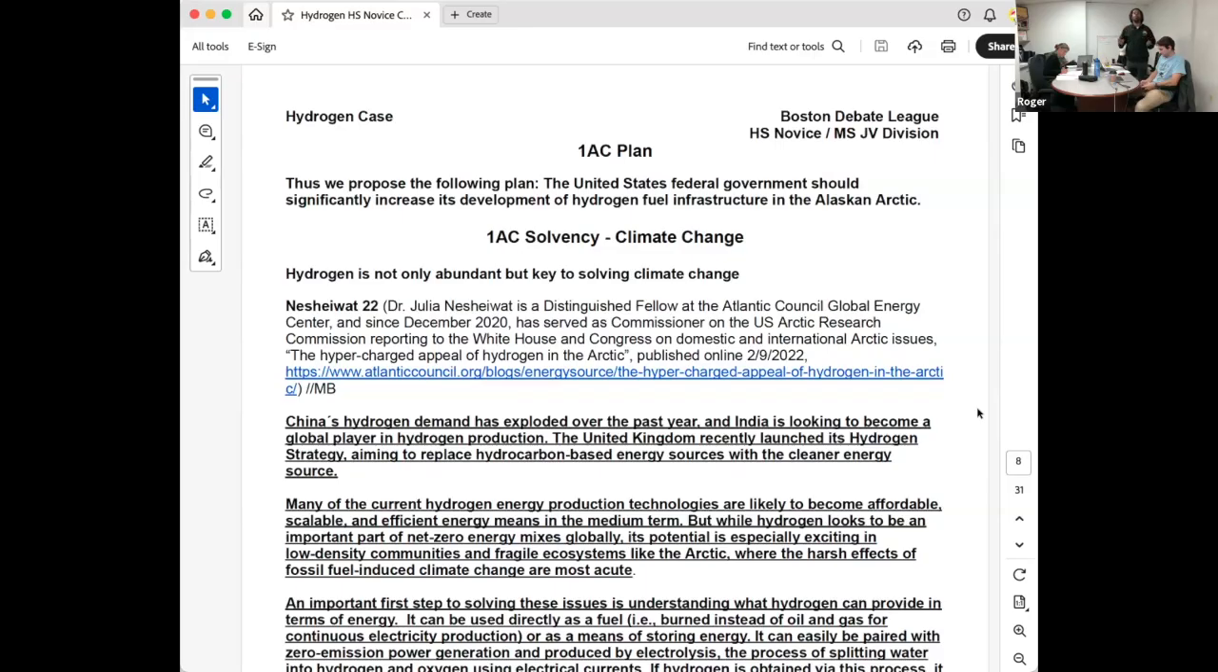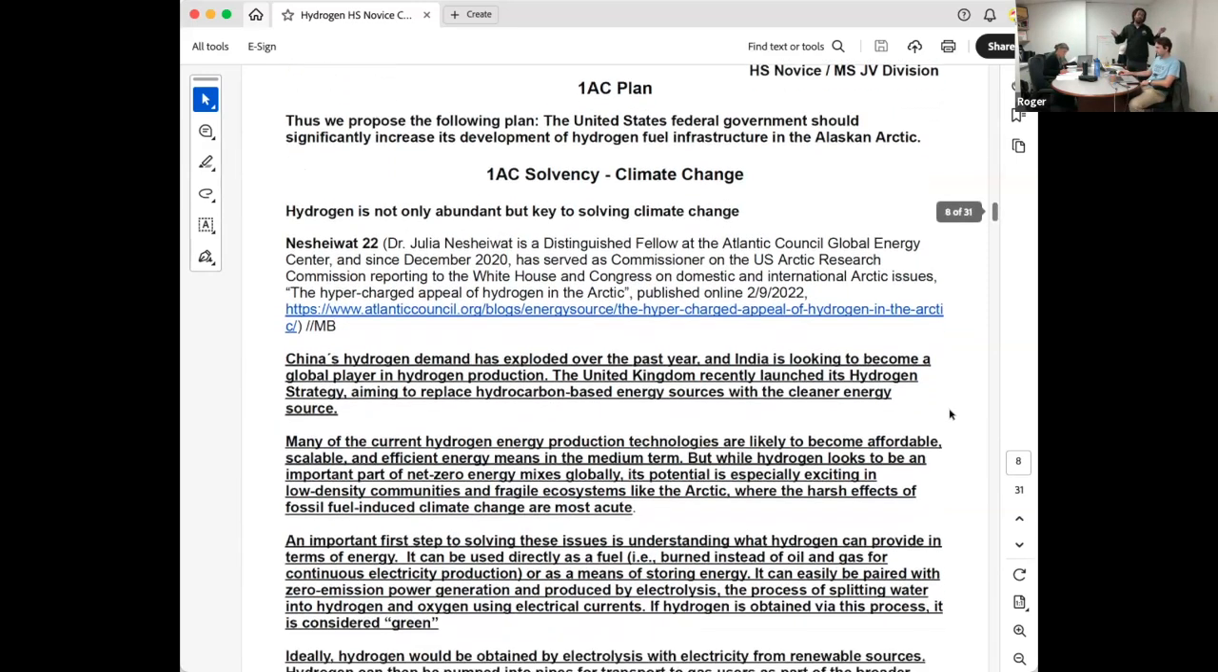And this last part is, why did we choose this plan? Why does everything kind of come together? Hydrogen is not only abundant, but it's key to solving climate change. This is from Neswat, 22. China's hydrogen demand has exploded, and many of the current hydrogen energy production technologies are likely to become affordable, scalable, and energy efficient in the medium term.